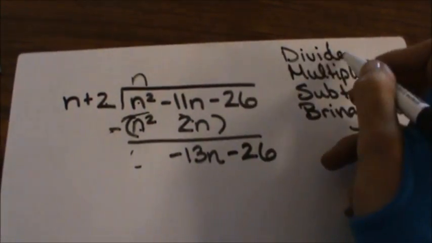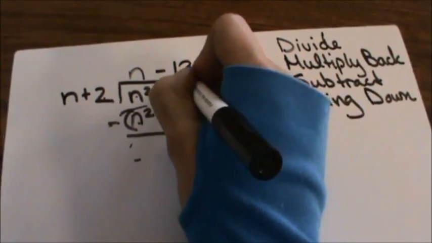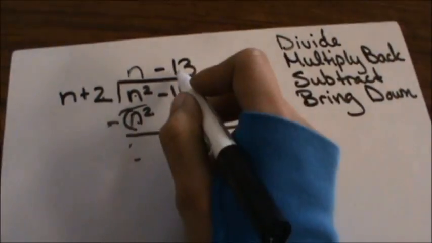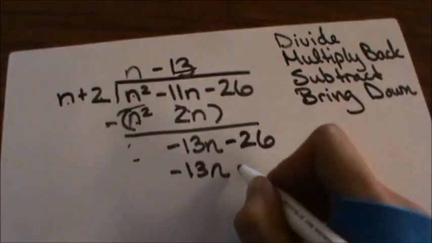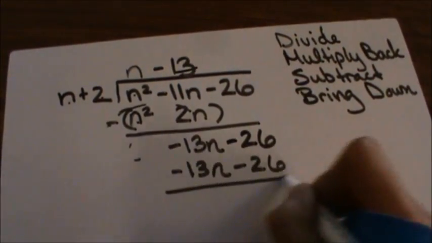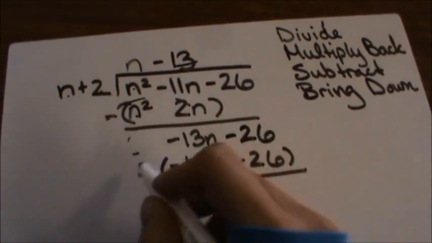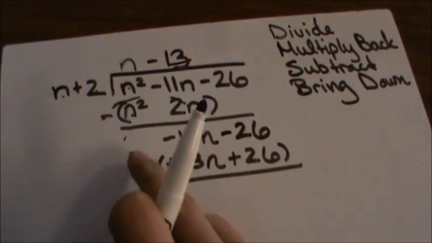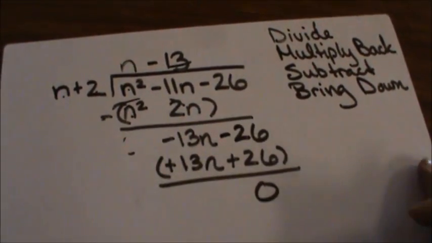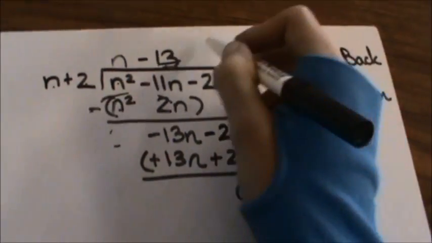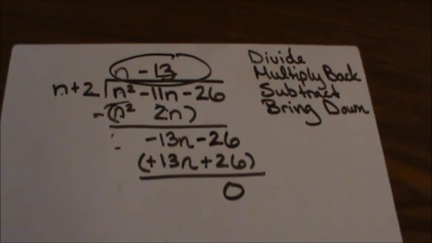Start at the top again. Divide. N divided by negative 13n is negative 13. Multiply back. Negative 13 times n is negative 13n. Negative 13 times 2 is negative 26. Subtract. Remember, I'm subtracting both of these terms. If I distribute this negative, I'm really turning both of these terms positive. This is 0, this is 0. That means this divides evenly, and I'm not going to have any kind of weird fraction thing at the end here. N minus 13 is my answer.